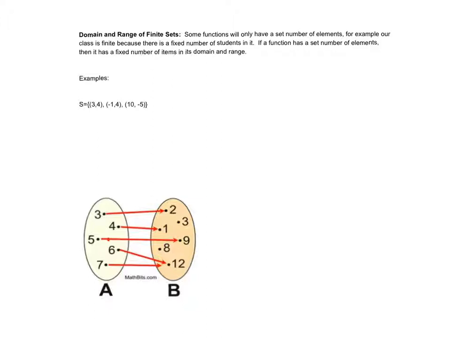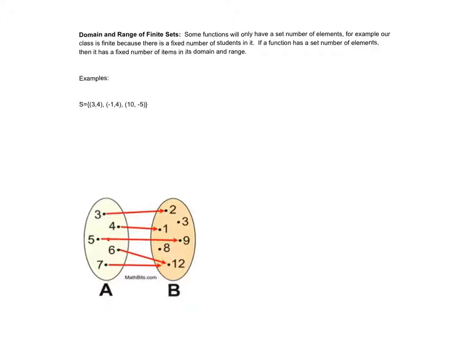So there are two types of examples we want to look at. One is going to be the domain and range of finite sets, and one is going to be of an infinite set. When you talk about a finite set, it's essentially a set that only has a certain number of elements. For example, our class is finite because there's only a fixed number of students in it. There's not infinitely many students in our class. So if a function has a set number of elements, then we call it finite.